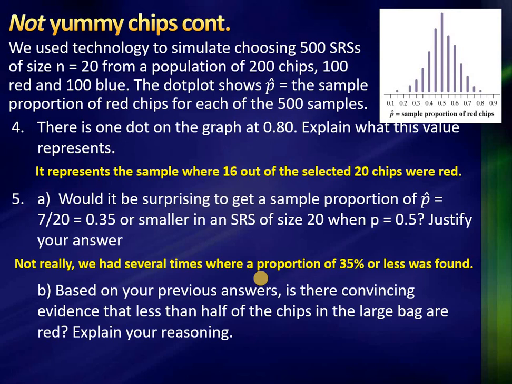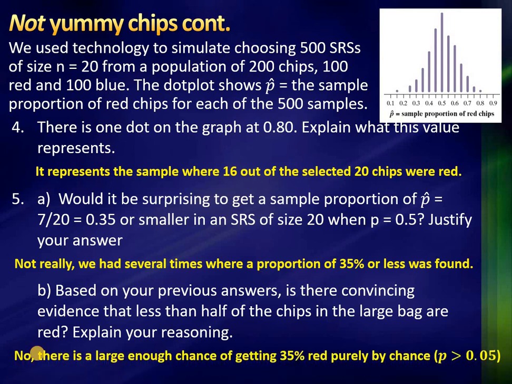It says, based on your previous answers, is there convincing evidence that less than half of the chips in the large bag are red? Would you have enough evidence to go out there and convict your teacher of lying? Not really, because that happened purely by chance. That 35% here, there's a lot of them. It's definitely bigger than a 5% chance of that occurring. So although it might not be what I expected, it's not really something that's crazy. Seriously, that was the perfect way to describe that. So thank you. Very good.